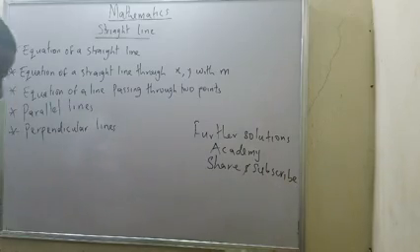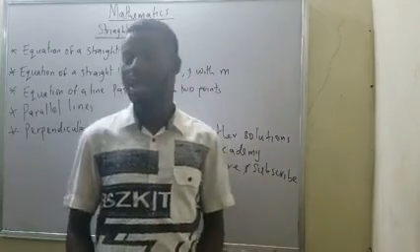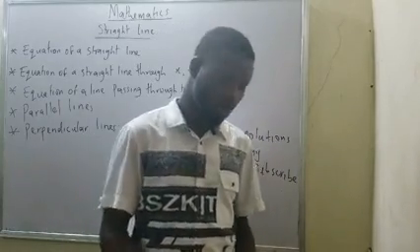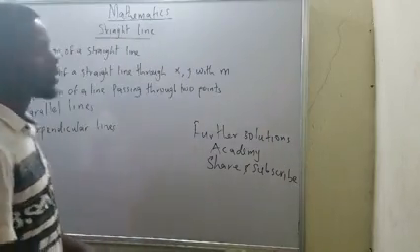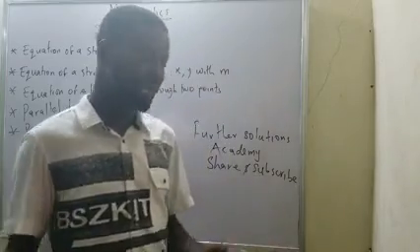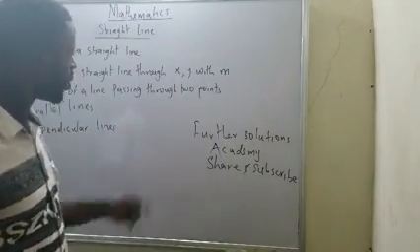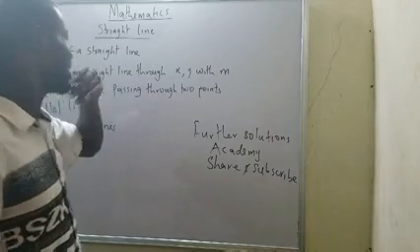Before we talk about straight line, we have mentioned what is called a midpoint, how a line can be formed, what is a point, a coordinate, and also I've explained the gradient of a line. We have done all those things. But in this video, I'll be working on straight line.